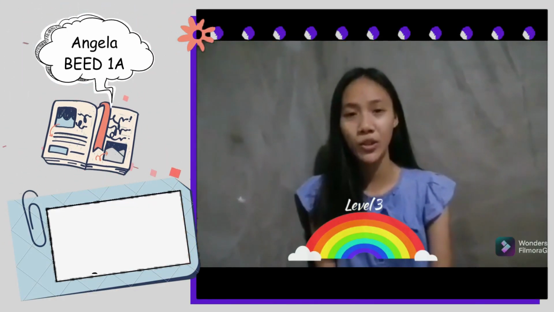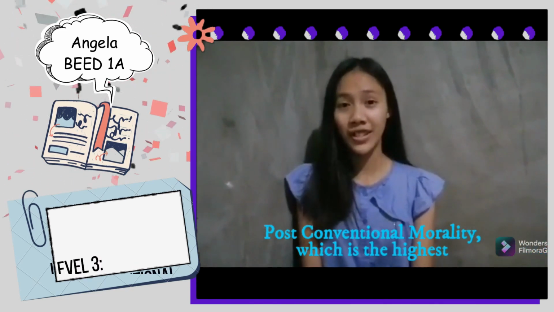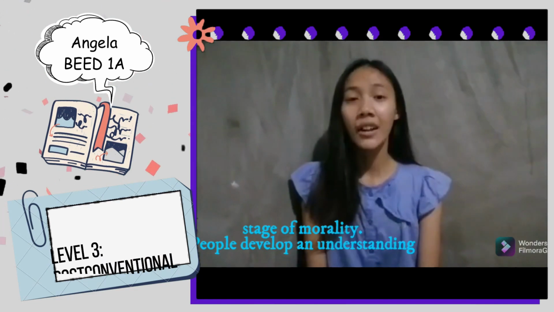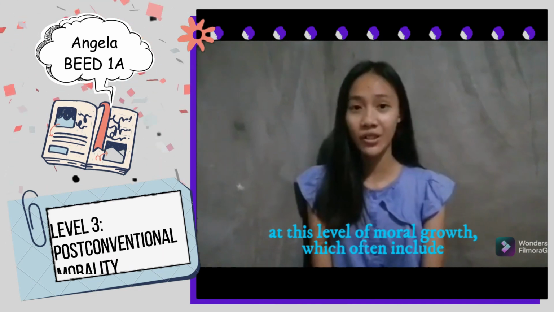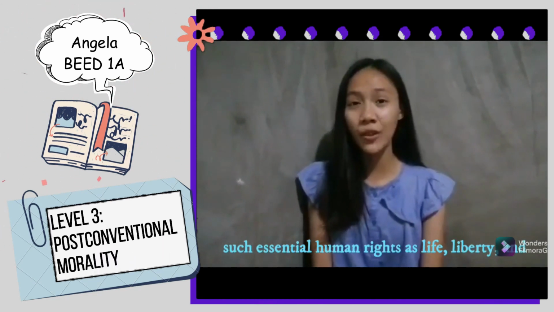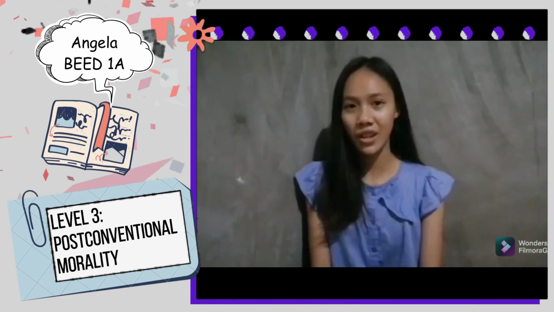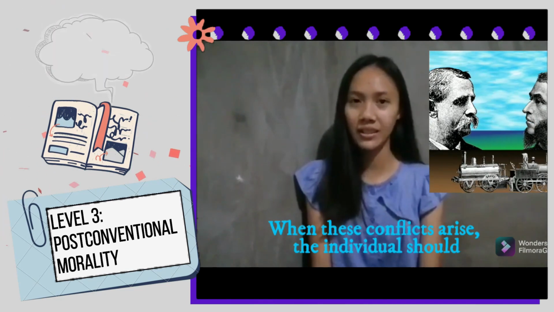Third level is post-conventional morality, which is the highest stage of morality. People develop an understanding of abstract moral ideas regarding right and wrong at this level of moral code, which often includes such essential human rights as liberty and justice. The people at this level see things from a different perspective than their own civilization. When this conflict arises, people should remain committed to their own ethics.